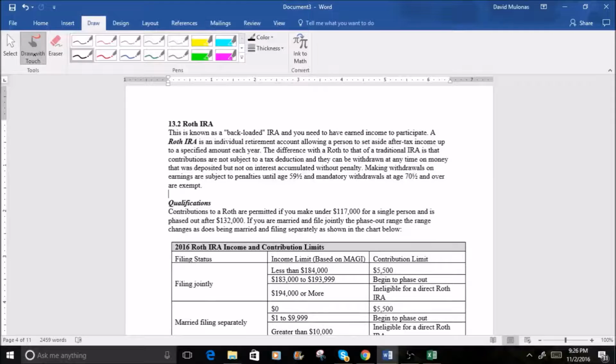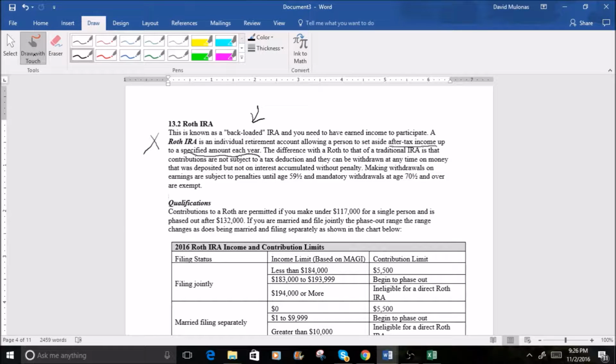Okay, now we're going to get into the 13.2 section, which is a Roth IRA. Now we can see right here that a Roth is also called a backloaded IRA, but you do not need to know that. As long as you say I have a Roth, then everybody knows what you mean. Now a Roth is an individual retirement account, but it is different because there is no pre-tax. It's all based on after-tax income. And it has a limit like any other retirement type of plan.